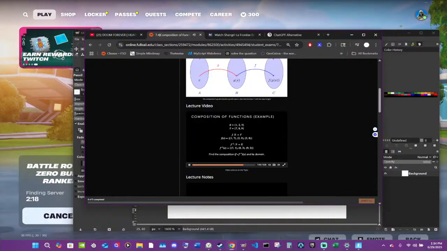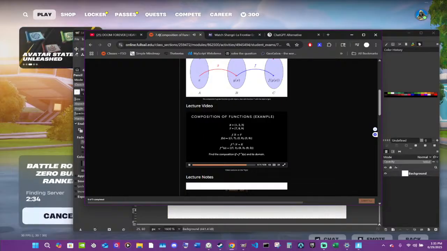In this example, x contains the elements 1, 2, and 3, and y contains the elements 7, 8, and 9. Let f be the function that maps x to y, with ordered pairs (1, 7), (2, 9), and (3, 8). The inverse of f maps y back to x and has the ordered pairs (7, 1), (8, 3), and (9, 2). Here we'll find the composition f of f inverse and its domain.